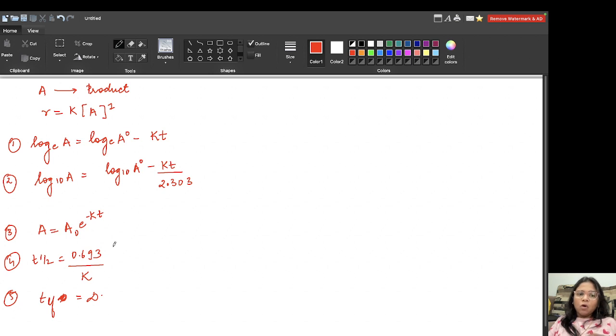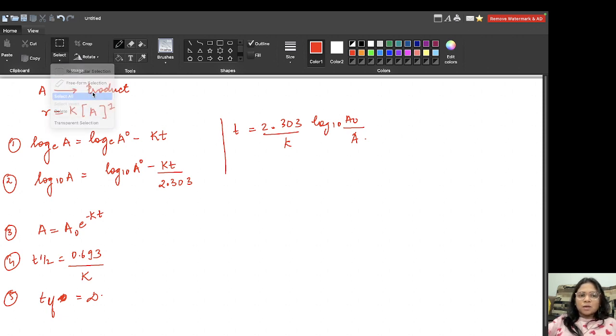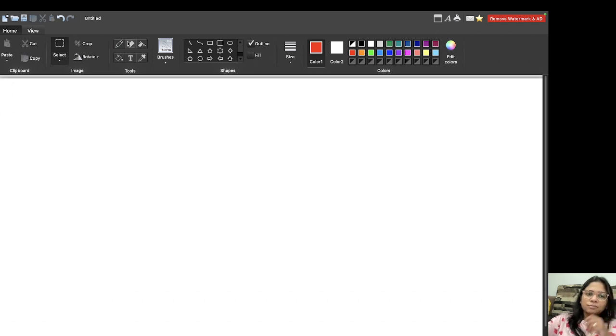Just remember the formula you need to use is T equals 2.303 by K log base 10 of A naught by A. This is the formula which we will be using the maximum number of times. So let us do some questions from first order reaction.